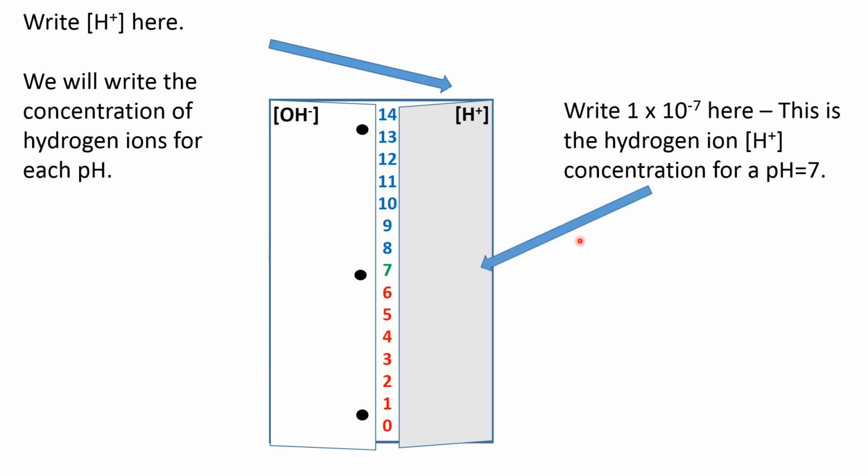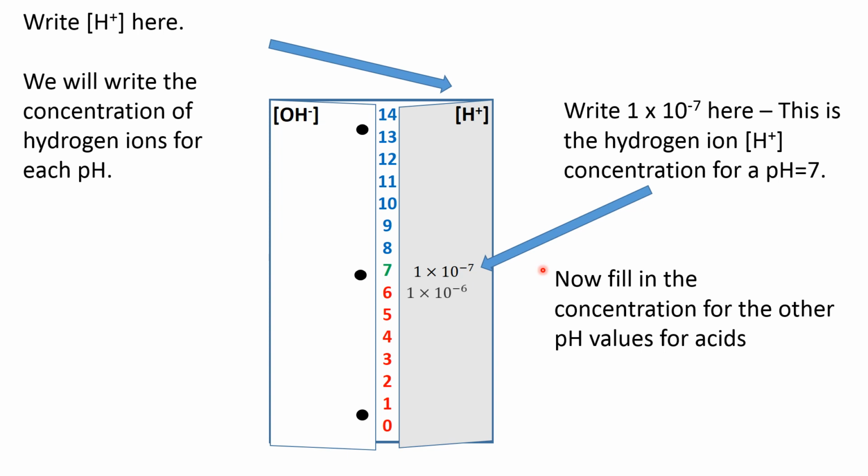We're going to write 1 times 10 to the negative 7 right next to the pH of 7. This is the hydrogen ion concentration. And you remember that we learned molarity. So this is 1 times 10 to the negative 7 moles per liter, or 1 times 10 to the negative 7 molar concentration of hydrogen ions. You may think that the 7 here, the negative 7 and the 7 are a coincidence, but they're not. Let's fill in the rest of the concentrations.